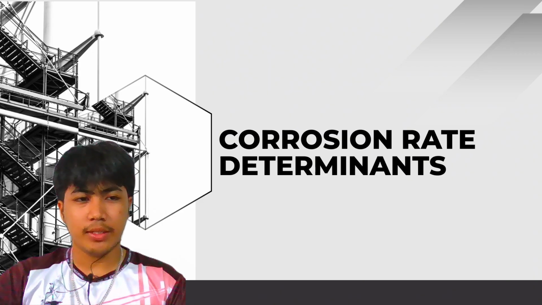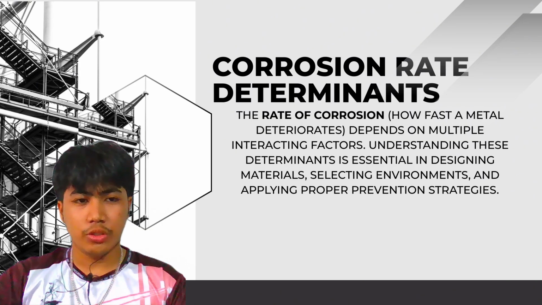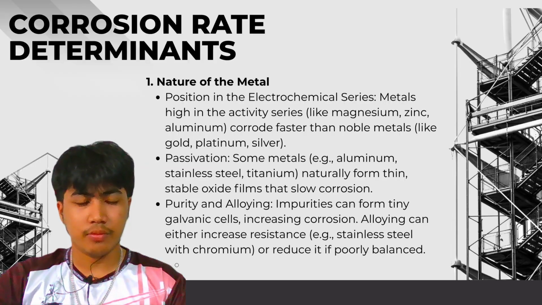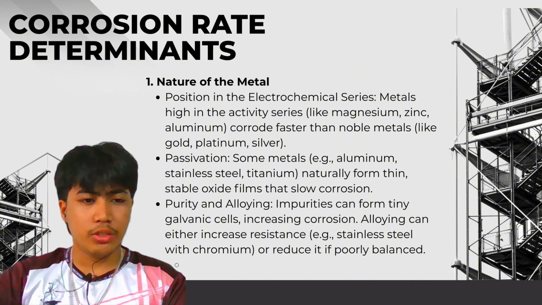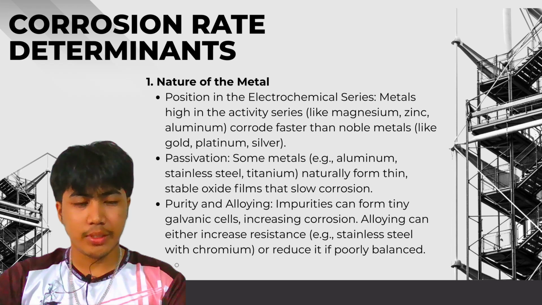Corrosion rate determinants. The rate of corrosion, how fast a metal deteriorates, depends on multiple interacting factors. Understanding these determinants is essential in designing materials, selecting environments, and applying proper prevention strategies. Number 1. Nature of the metal. Position in the electrochemical series.